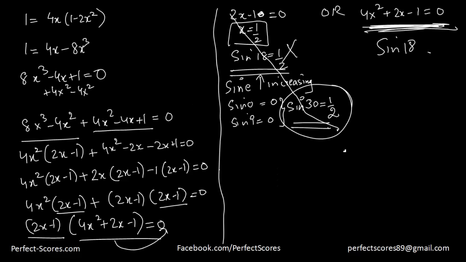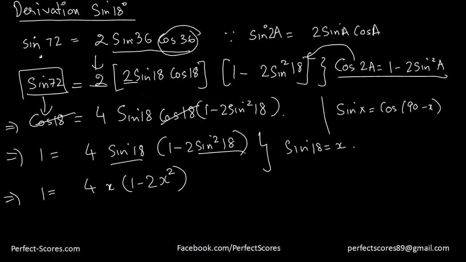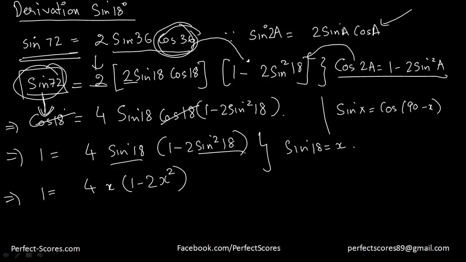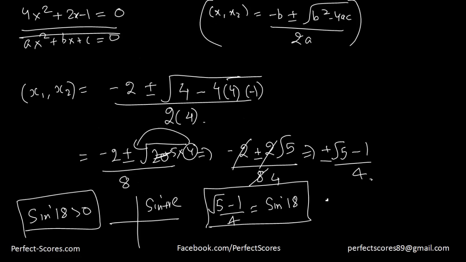If I go through everything again, we started from sine 72. We broke it down using the double angle formula, then we converted the sine into cosine, and then we converted cosine 36 into sine 18, and sine 36 into sine 18. We eliminated all the cosines, then we substituted sine 18 equal to x, and from there we kept solving, and we found out that the value of sine 18 is equal to square root 5 minus 1 over 4.